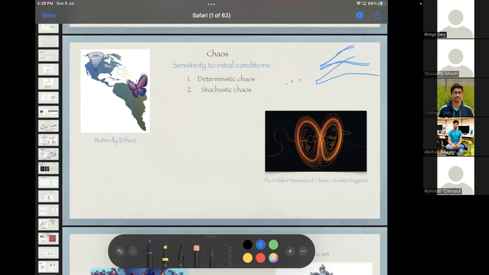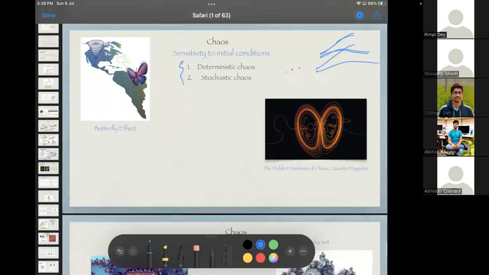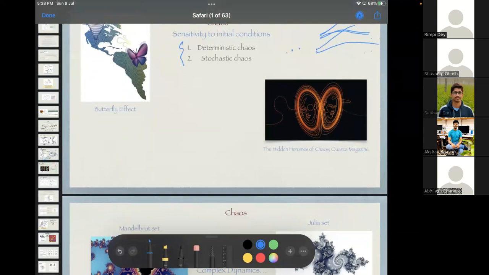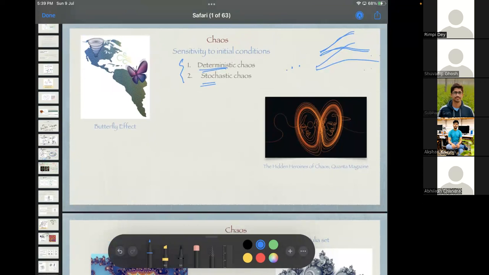There are 2 types of chaos, deterministic chaos and stochastic chaos. Deterministic means the chaos is generated from a deterministic equation of motion. You know the analytical expression of the equation of motion, still you cannot predict the future. That is deterministic chaos. But in stochastic chaos, you have some stochastic term or disorder. Now, you probably know the term butterfly effect. The butterfly effect originates from chaos theory.